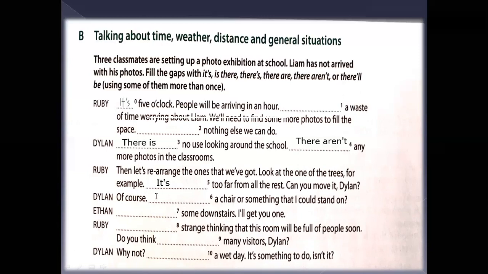So Dylan, of course, number 6 is for who? Fatima? Is there a chair or something that I could stand on? Is there a chair or something to stand on? Okay, Ethan, Sophie? There are some. Okay, so I will leave those, 1, 2, 3.